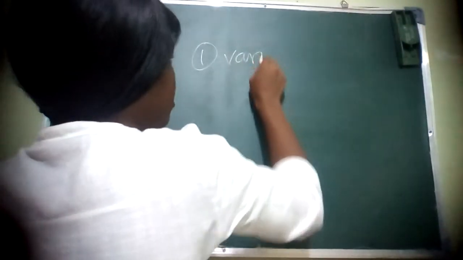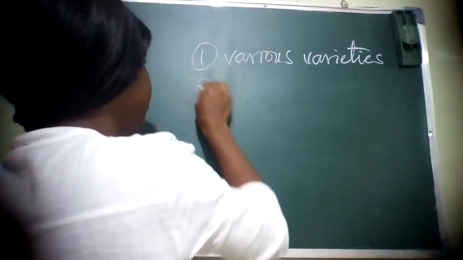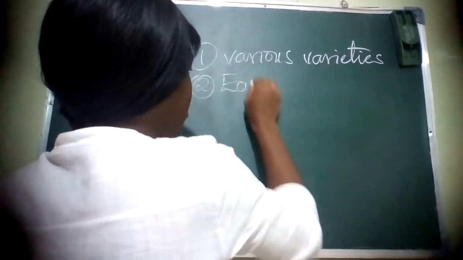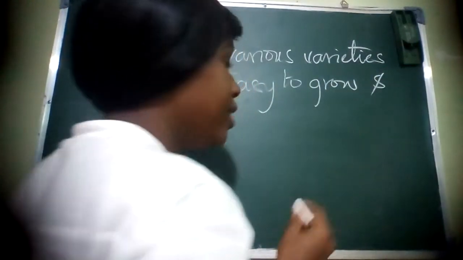First, in his time there were various varieties of garden pea that were available for him to use. There were up to like 34 varieties that he could study. So that was the first reason that he chose garden pea for his experiments. And then secondly, garden peas are easy to grow and hybridize artificially.